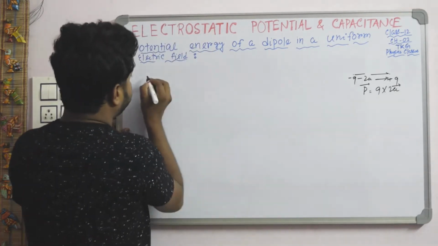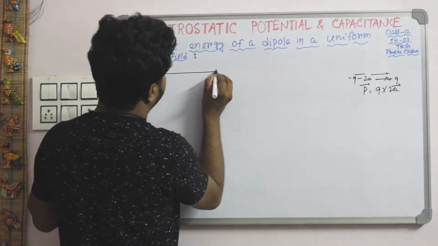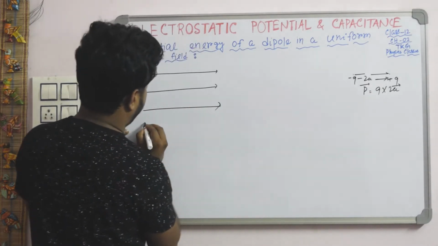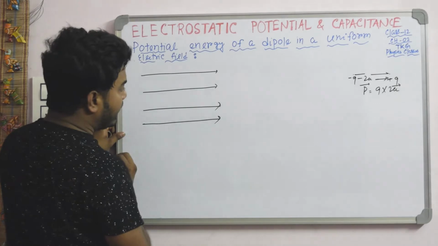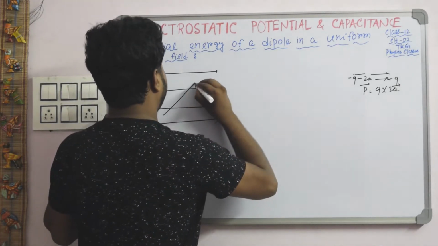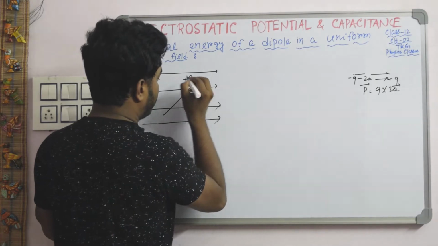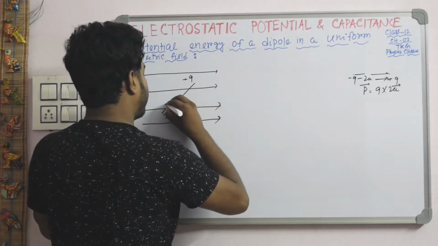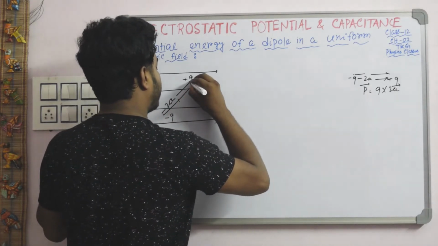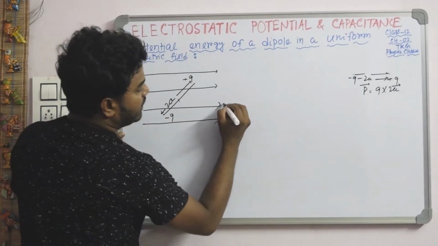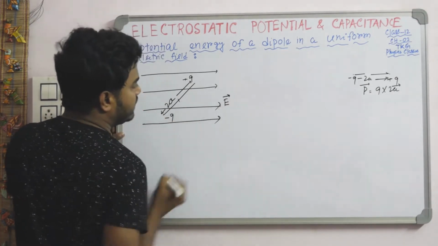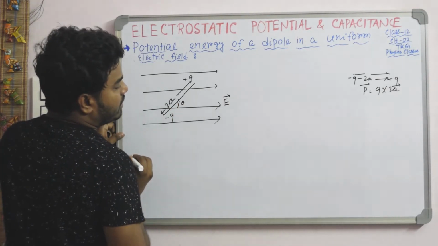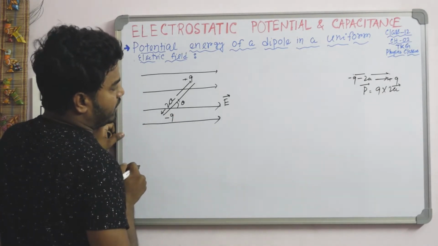So suppose there is a uniform electric field and a dipole, that is plus q and minus q, and the separation, suppose this separation is 2a, is placed in the uniform electric field, making an angle theta with the direction of the uniform electric field.